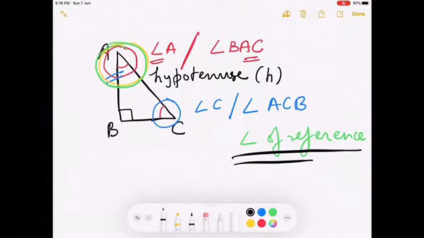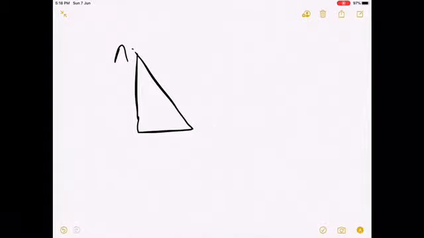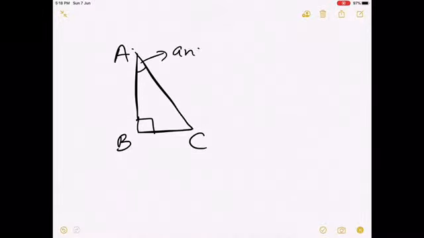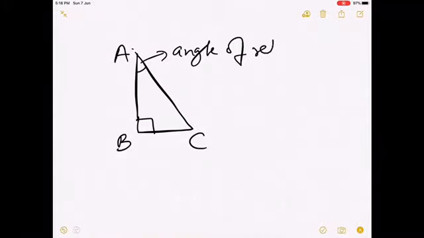Okay, so now let us go back to this triangle once again. We will again consider the same triangle, triangle ABC. Now if I am considering angle A here, then angle A becomes the angle of reference. I am calling this the angle of reference. Now as I told you, the side opposite to the right angle is called the hypotenuse, so we are denoting that by H here.